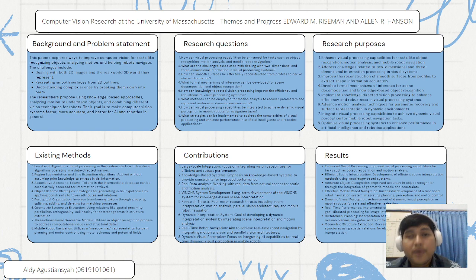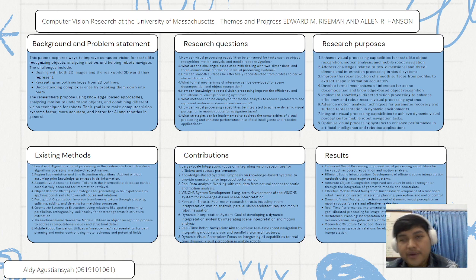How can visual processing capabilities be enhanced for tasks such as object recognition, motion analysis, and mobile robot navigation? 2. What are the challenges associated with dealing with two-dimensional and three-dimensional information in visual processing systems? 3. How can smooth surfaces be effectively reconstructed from profile to desired shape information? Those are the big three.